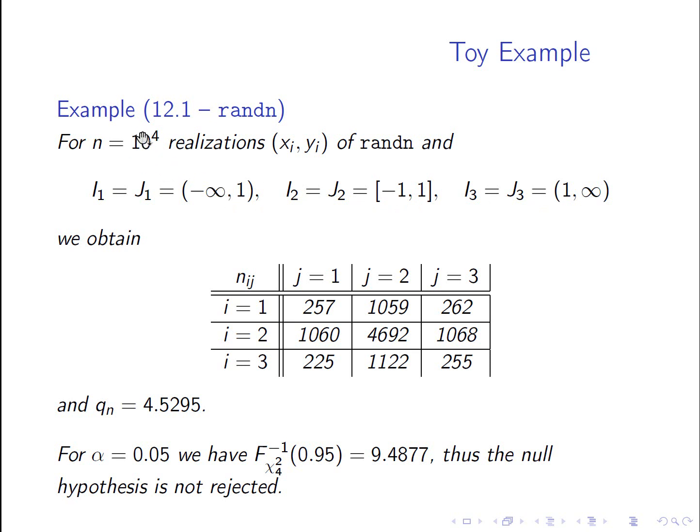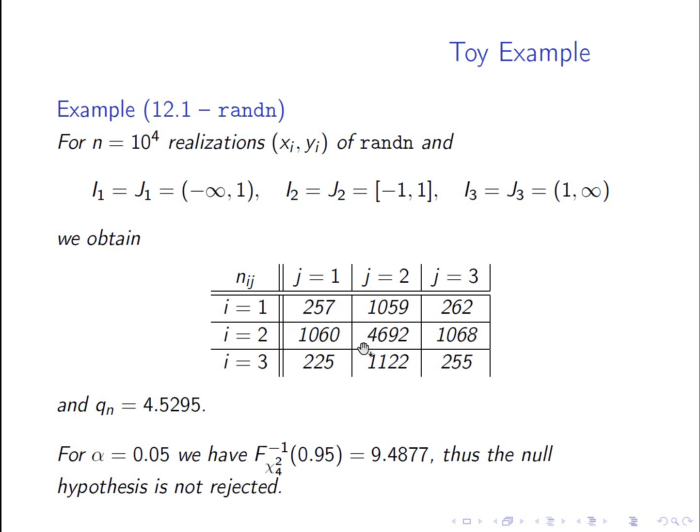Okay, then we have 10 to the power 4 realizations, and we can check in which intervals they fall. And if you do it, you get this value. So here runs j, here runs i. And as expected, the normal distribution is centered around 0, so most realizations are in the center interval [-1, 1] for both. And here we have the other values.